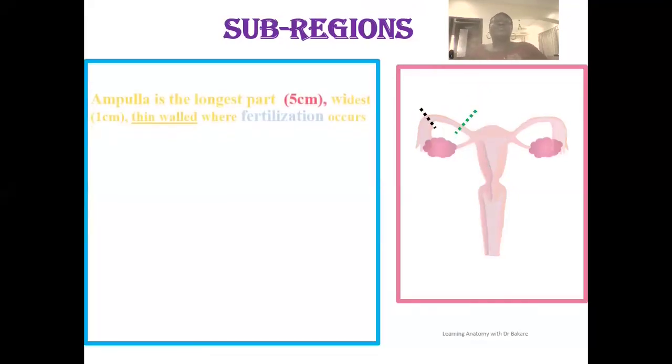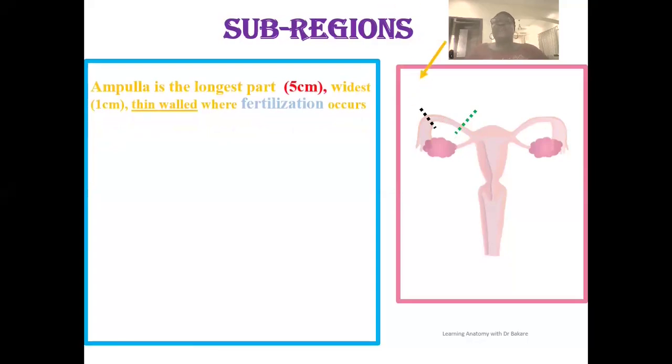So let's go to the ampulla. The ampulla is what is carried here in yellow. The ampulla is about 5 centimeters in length. It is the longest of all the sub-regions, and it takes about half of the entire length of the uterine tube. It is also the widest, and the breadth of this region is about 1 centimeter.